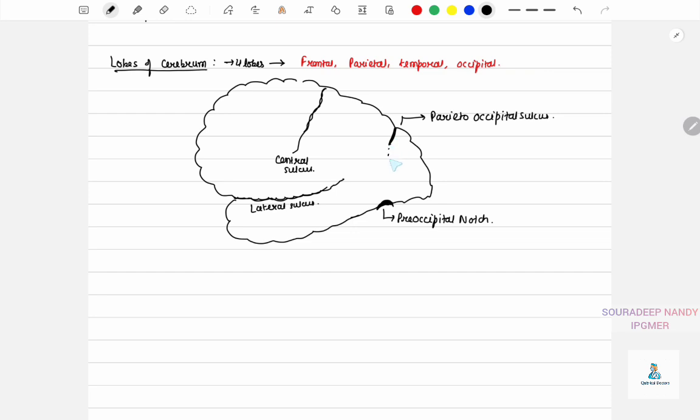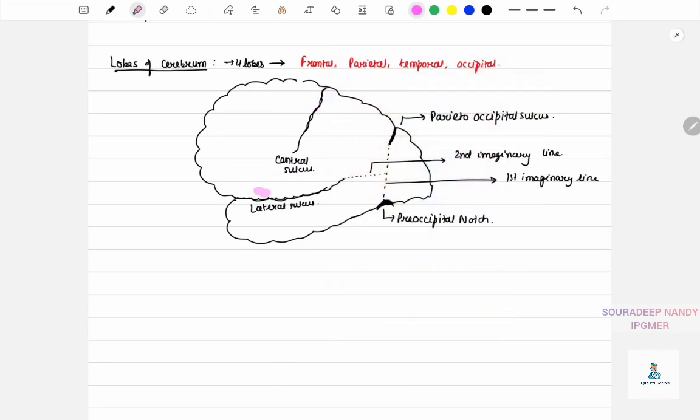The first imaginary line joins the parieto-occipital sulcus with the pre-occipital notch, and another secondary line joins the terminal end of the lateral sulcus with the midpoint of the first imaginary line. So here is the first imaginary line, and here is the second imaginary line. So now let us draw the lobes.